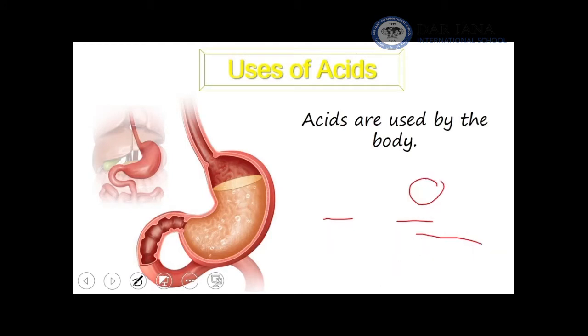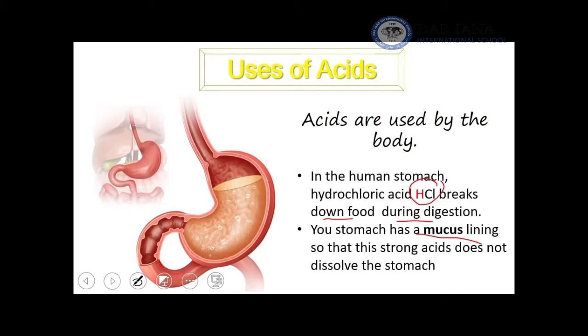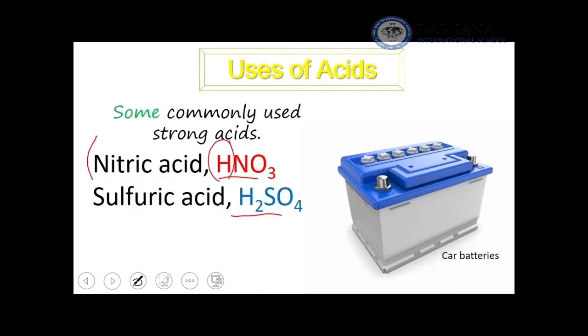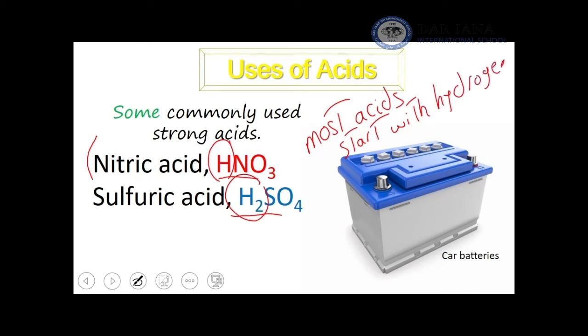Now, one more thing to note about acids. Let's note this one, HCl. It starts with hydrogen. Let's take another one, HNO3, starts also with hydrogen. H2SO4 starts with hydrogen. So most acids start with hydrogen. So if you see HNO3 or H2SO4, you can easily tell that this substance is an acid. And these substances release H plus, or hydrogen ions, in solutions or water.